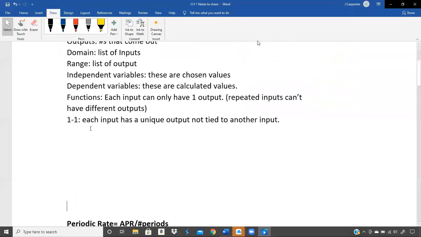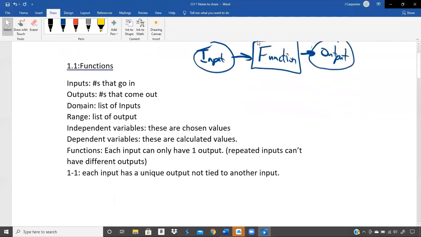So a domain is just a list of all your different inputs that you're going to use for your function. A range is a list of all the different outputs. This is not something we focus on too heavily in this course, but again, just giving you blanket definitions for now. Independent variables are your chosen values. These relate to your inputs. Independent: inputs, in. What goes in. Dependent, they depend on what you put in. So these are your outputs. These are your calculated values. These are the things that if you keep putting the same input in, you should keep getting the same output. So if you keep putting the same independent variable in, you should keep getting the same dependent variable.